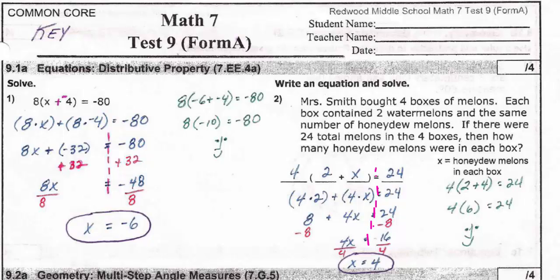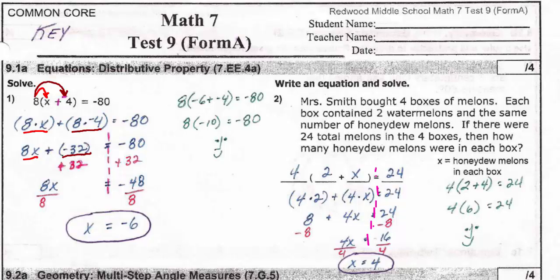So in problem 1, we're doing two things. We are using the distributive property and we are solving an equation. The distributive property part is going to be what we see first. When we talk about distributive property, we're talking about that idea of the rainbows. Here's a rainbow, 8 times x. 8 times x gives us 8x eventually. Here's a second rainbow, 8 times negative 4. 8 times negative 4 gives us negative 32.